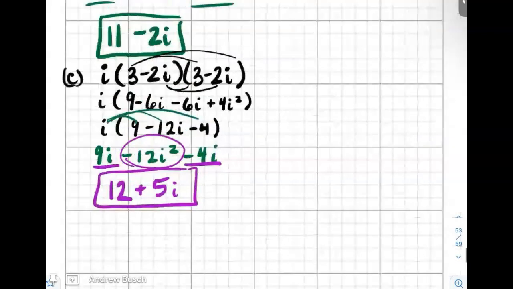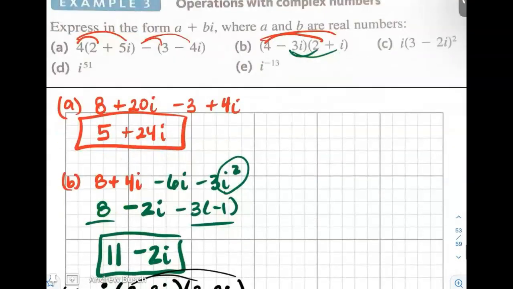Then part D. What if we have really high exponents? So what we're trying to do is figure out how many i squareds we have. So first thing I'm going to do is change i to the 51 into an even number, the closest even number to 51 that is less than 51. So just go one less. If it's odd, go one less.